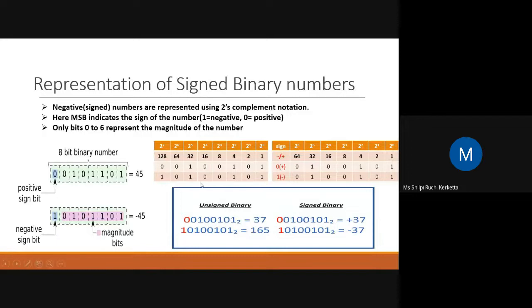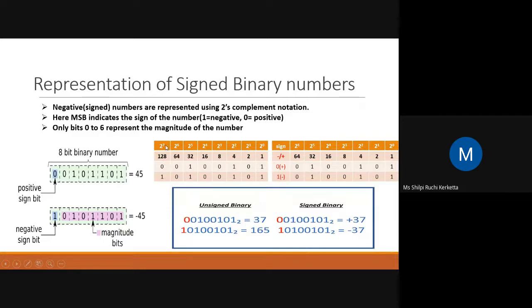So then what we do, we write this binary number and start assigning 2 to the power 0, 2 to the power 1, and so on. This is how we convert it to decimal. So we will do 2 to the power 0, 2 to the power 1, 2 to the power 2, 2 to the power 3, 2 to the power 4, 2 to the power 5, 2 to the power 6, 2 to the power 7.